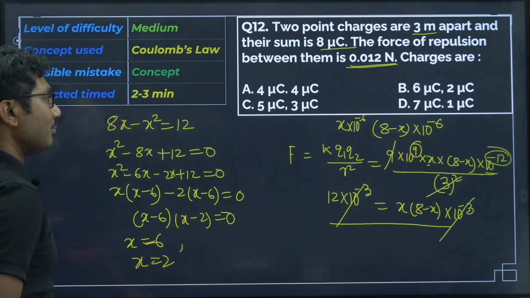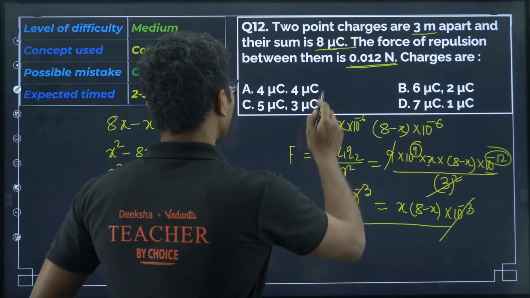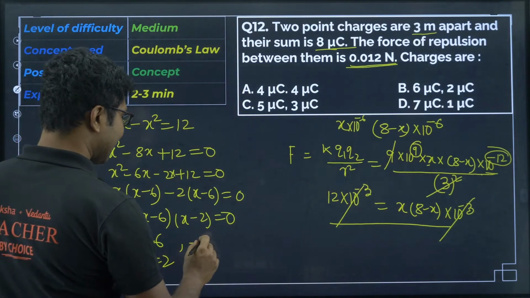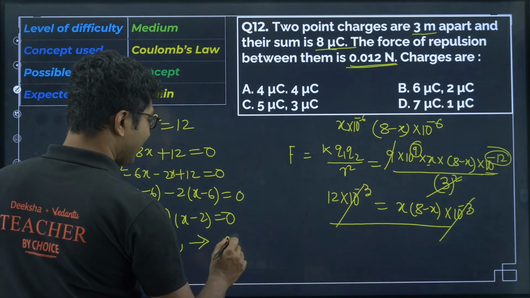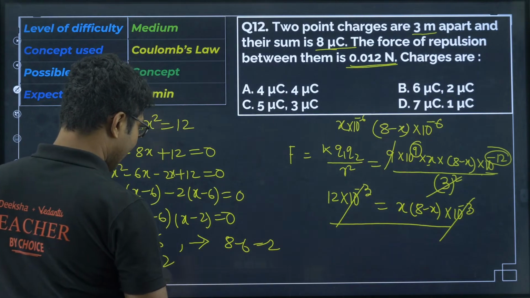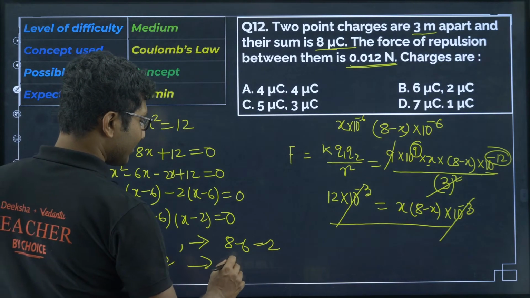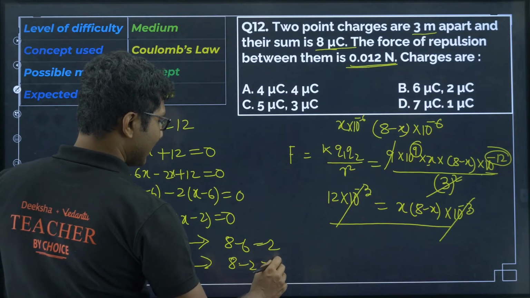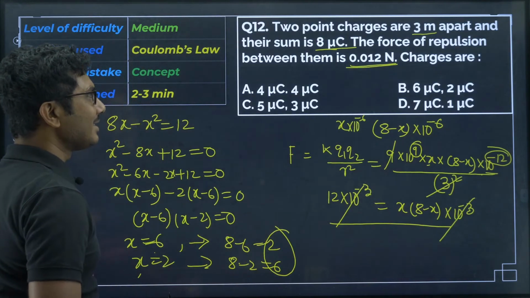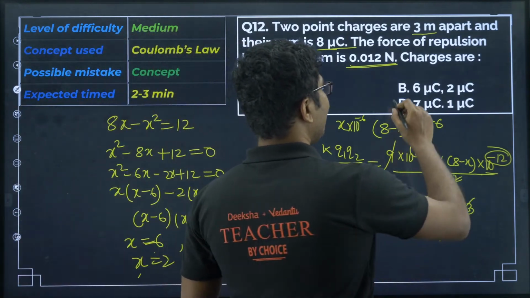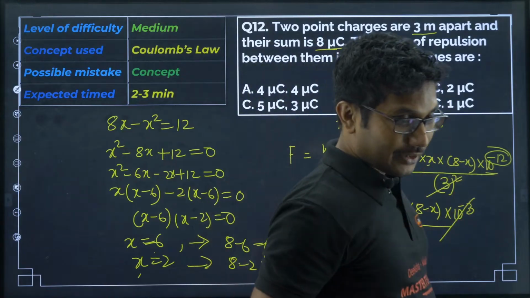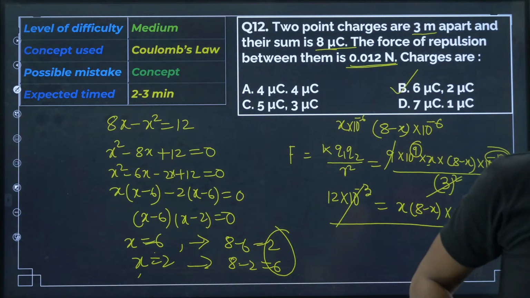Now the beauty is both charges add up to 8 microcoulombs. So if x equals 6, then the other charge will be 8 minus 6, that is 2, and if x equals 2, then the other charge will be 8 minus 2, that is 6. So the pair is 2 and 6 microcoulomb. Okay, 2 and 6. So anyone answered 12b? 12b, yes sir.